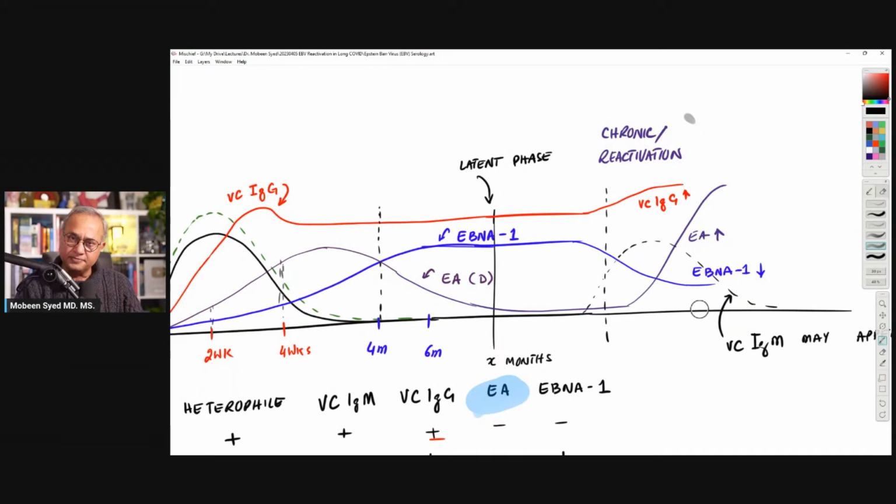The EBNA, that was the alarm clock of the virus, that it was sleeping and saying, all right, EBNA, you just keep the B cell active. That EBNA would go away. The virus doesn't need that worker anymore. It needs the new building workers. So EBNA would go down, EA would come up, IgG would be present. This will become reactivation. Done. It's simple.